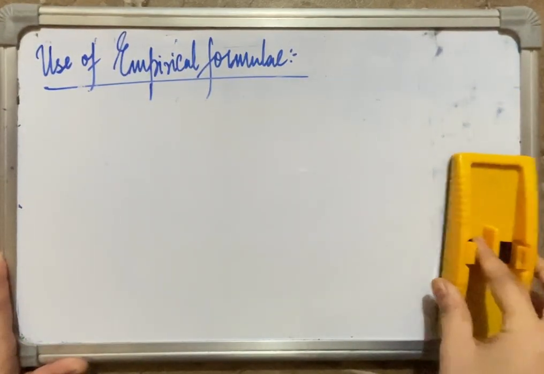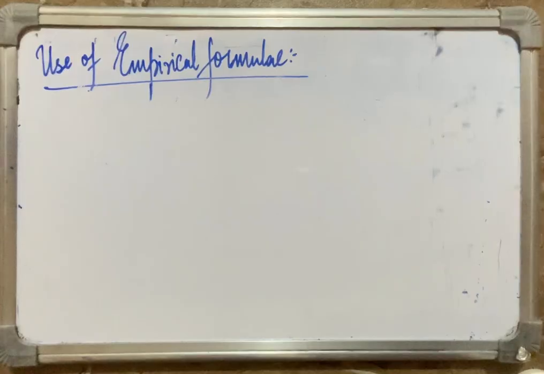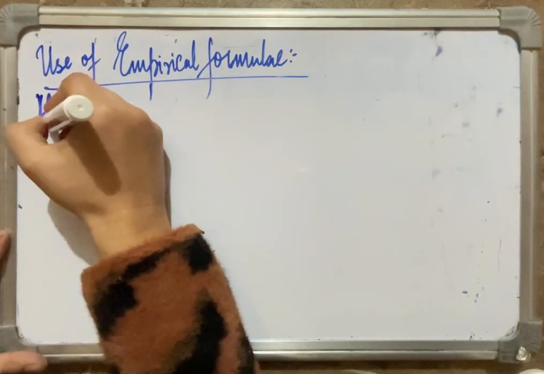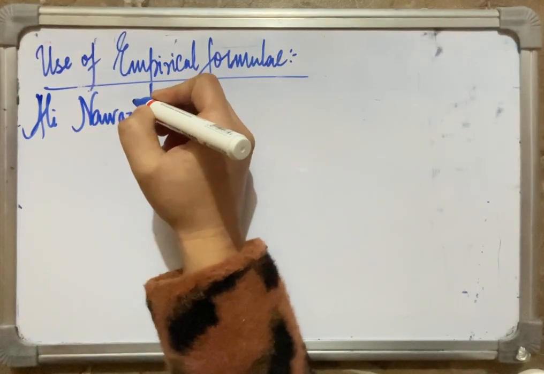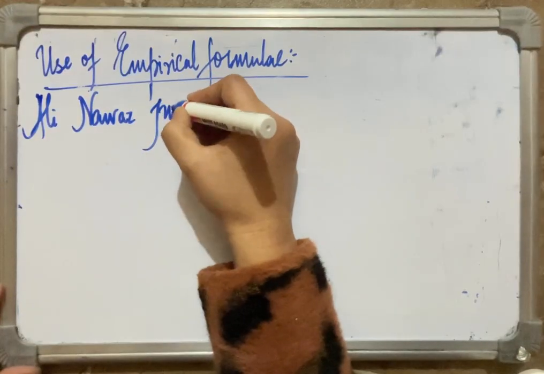The next empirical formula is the Ali Nawaz Jang Bahadur formula.